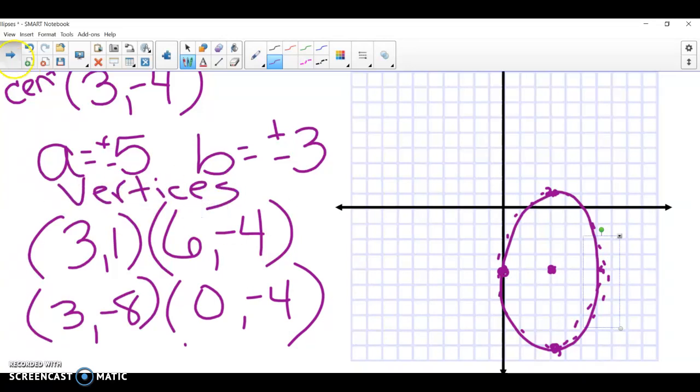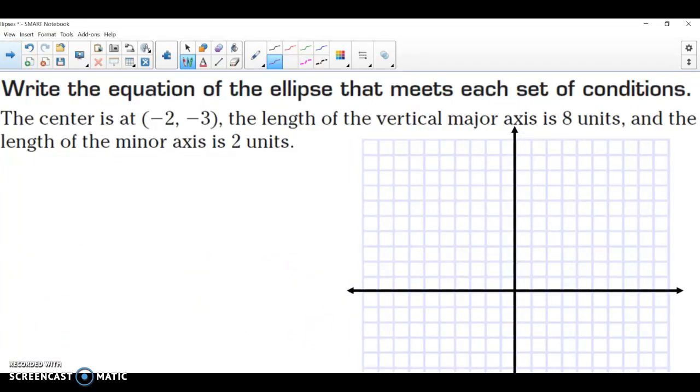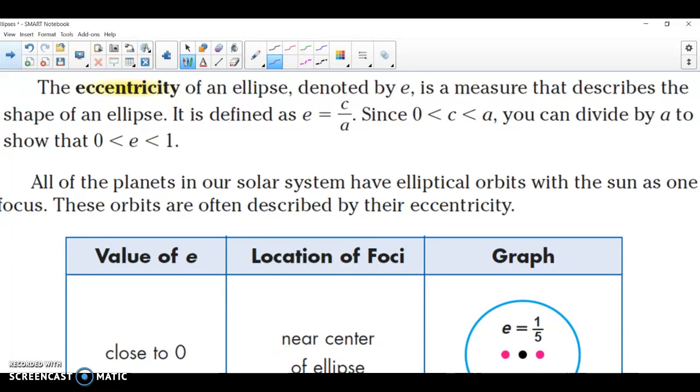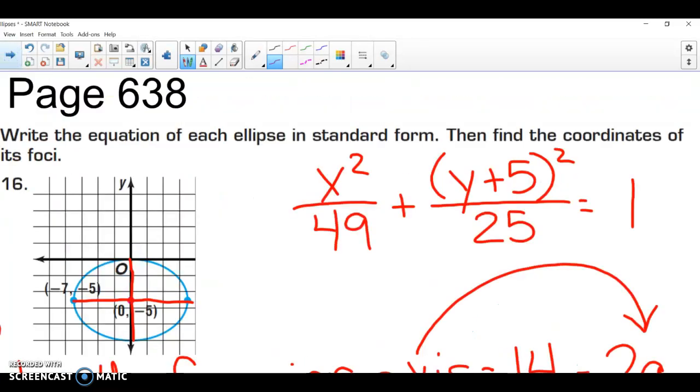Okay, so for your assignment, I want you to practice 3 of these. We're going to do those tomorrow. I want you to do page 638. There's your answers for number 16 if you want to see it. Number 16, number 17, and number 18.